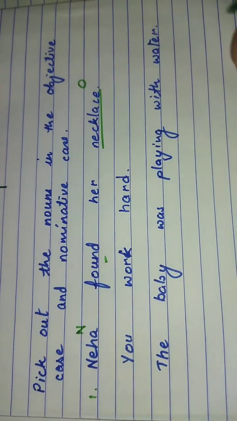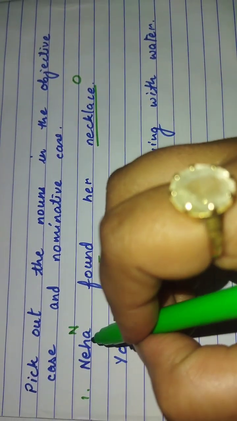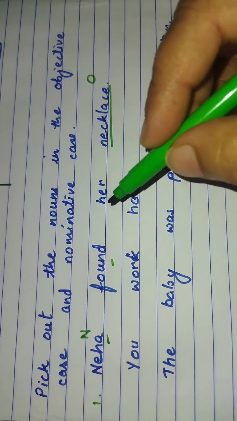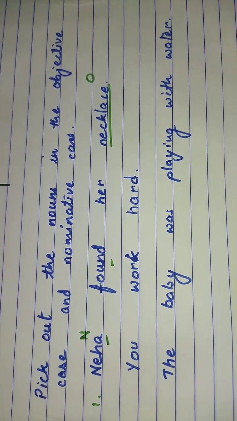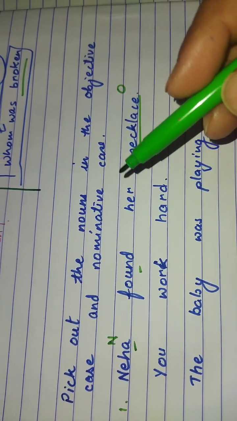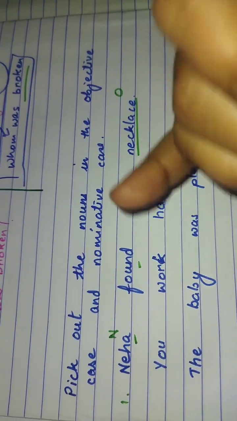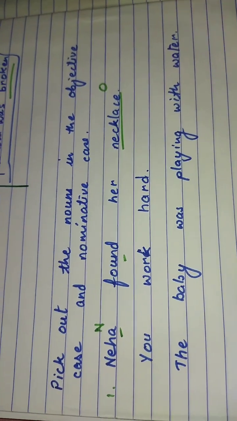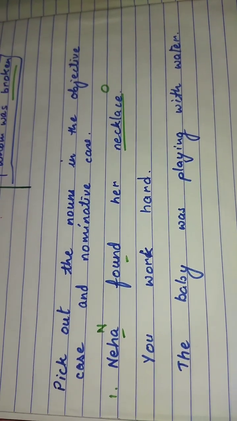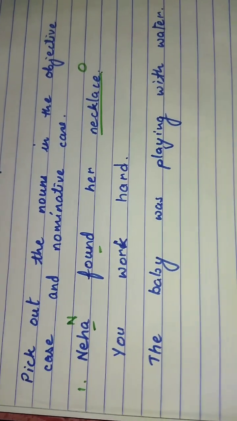Alright, so here, who found? Yes, who. I'm sorry, there was certain issue while recording the video. So who found the necklace? Neha found the necklace. So Neha is in the nominative case. And when you're finding out the objective case, you have to take the verb, the subject, and whom or what. So what did Neha find? What was found by Neha? Necklace. So this is the objective case.